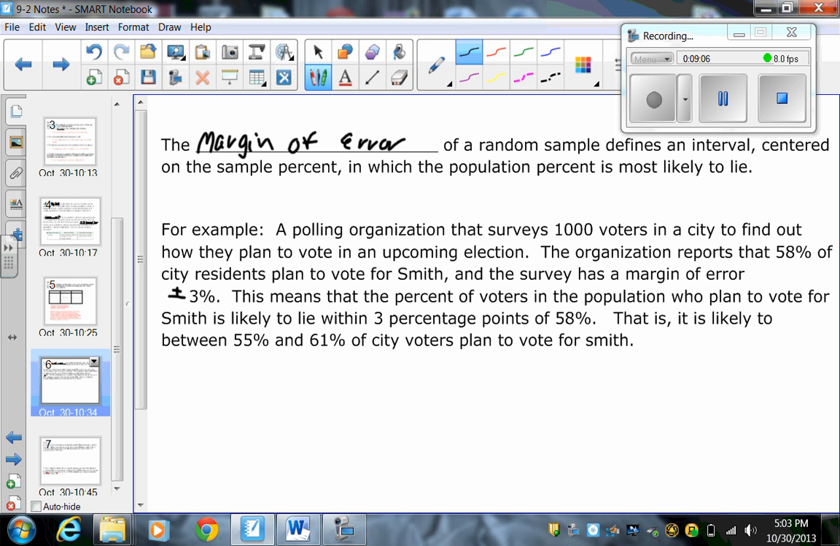This means that the percent of voters in the population who plan to vote for Smith is likely to lie within 3 percentage points of 58. That is, it is likely that between 55% and 61% of the voters plan to vote for Smith. Now, how did we get the 55 and the 61? We took the 58, subtracted 3, that gave me 55, and took the 58 and added 3, and that's what gave me 61.